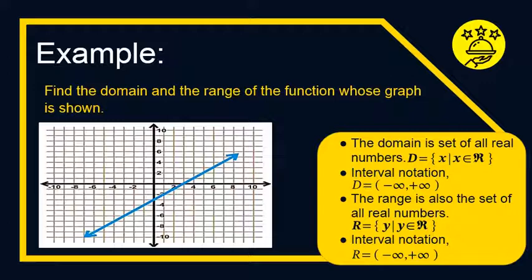The range is also the set of all real numbers. That means the range is equal to y, where y is an element of the real numbers. The interval notation of the range is equal to R. The range is equal to negative infinity to positive infinity.